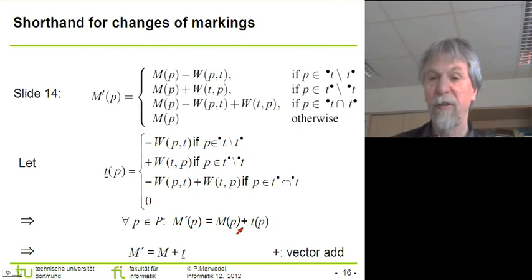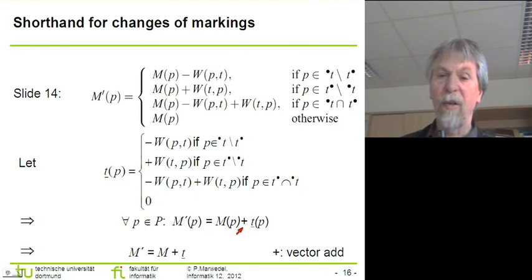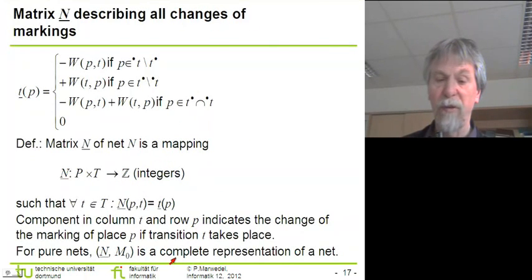Now, in this context, this operator plus is a scalar operator, and we can come to an even shorter way of specifying this computation by using matrix notation. If we use matrix notation, we can write m prime equals m plus t underscore, where now plus denotes vector add, so that means it runs over all the elements in our set capital P. So this is how we can denote the changes in the number of tokens.